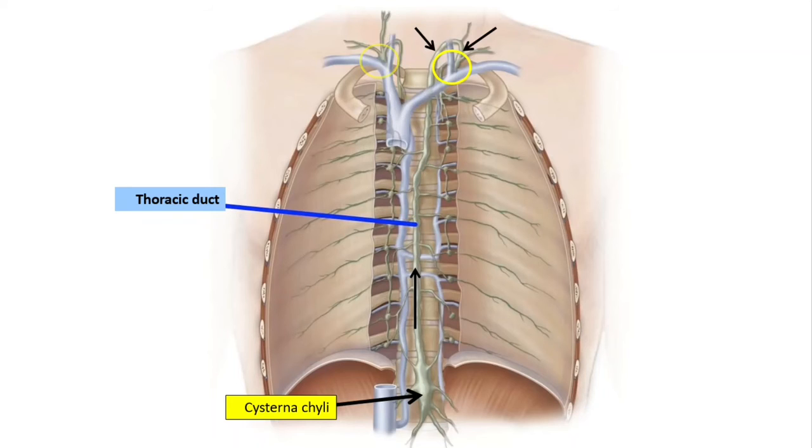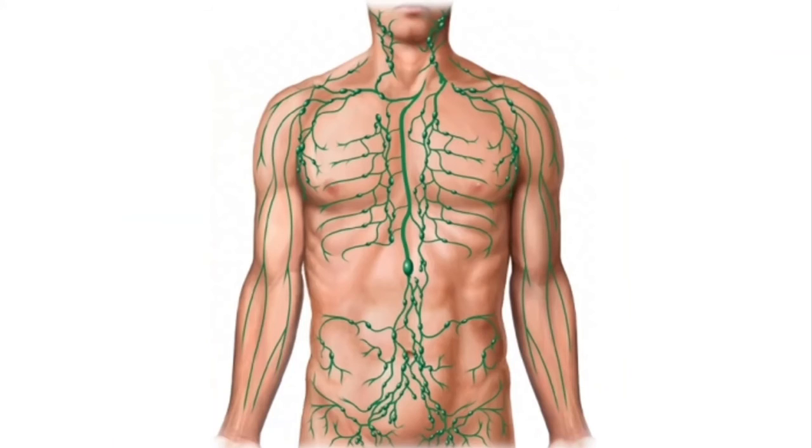On the right side, we also have lymph trunks coming from the head and neck and the right upper limb, and these trunks also end up in the right subclavian vein. This is a diagram showing how extensive the lymphatic vessels and the lymph nodes are in the body.